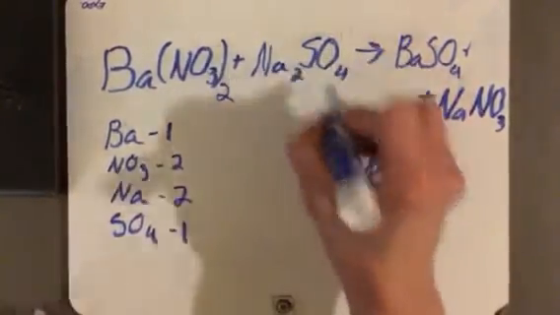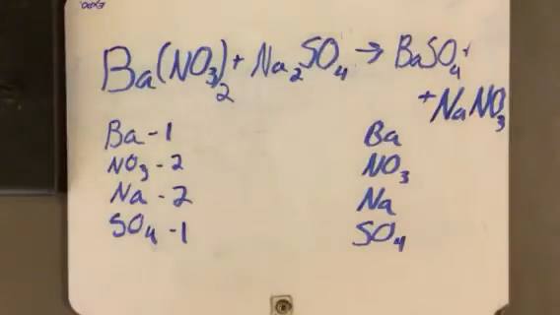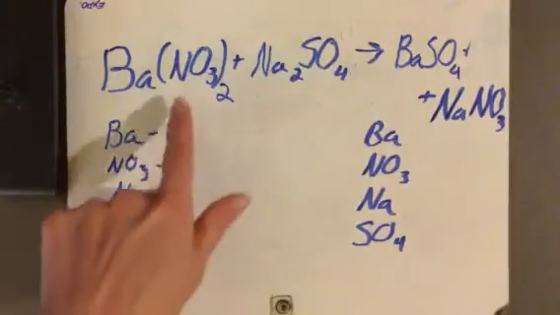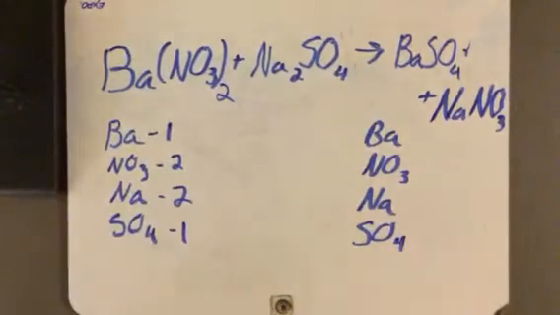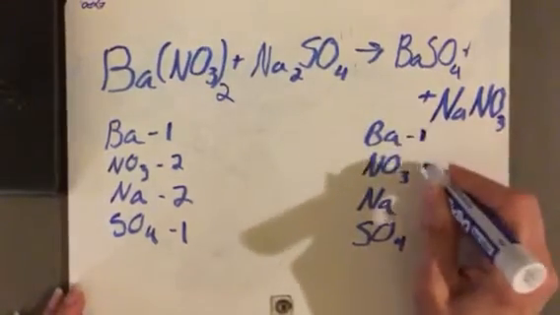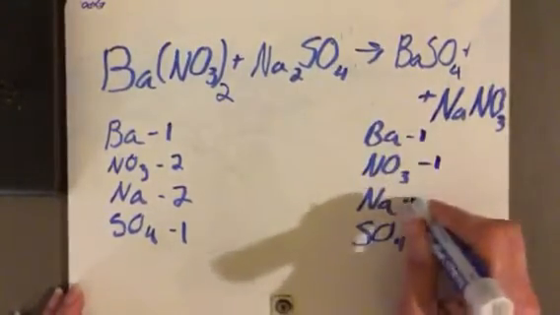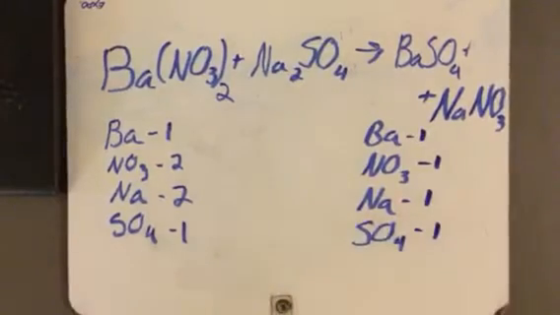So I have 1 of these SO4s. If there's going to be more than one of these, if you're going to do this, it will always have parentheses like that. Okay, so the same thing over here. I have 1 barium, and again, just 1 nitrate, and 1 sodium, and 1 sulfate.